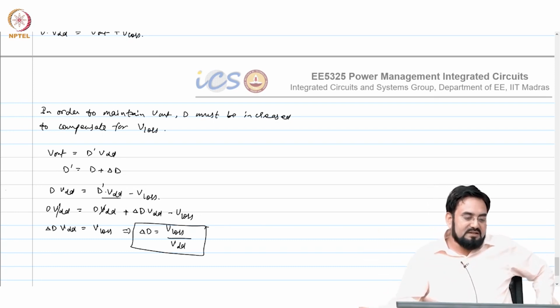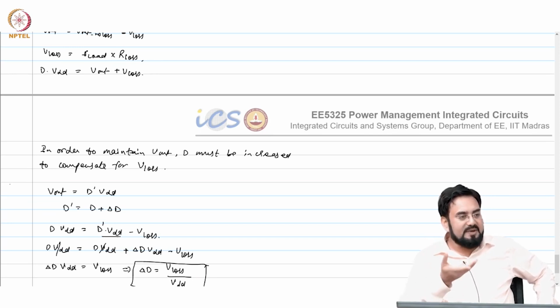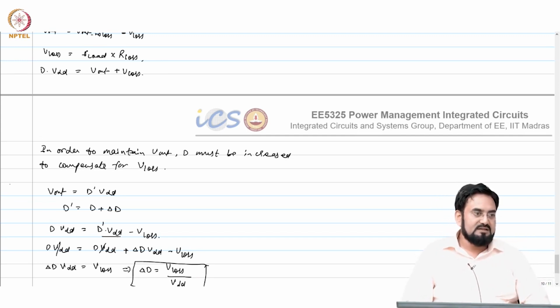And V loss is nothing but I load into R loss, so which means your V loss is a function of load current. So, this delta D also needs to be varied with the load current. So, you can no longer operate this in the open loop. You have to do some calculation and change the duty cycle, and if you do it manually, then it will be a very slow process. So, you use a feedback control here, the negative feedback, and that is what negative feedback does. It varies your duty cycle based on changes in the R or load current in order to maintain the output voltage.